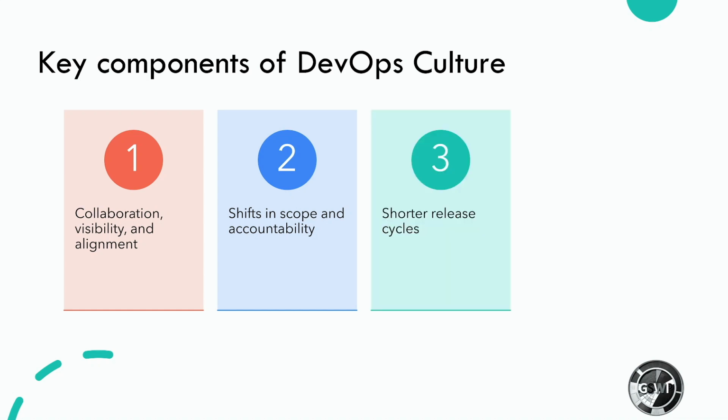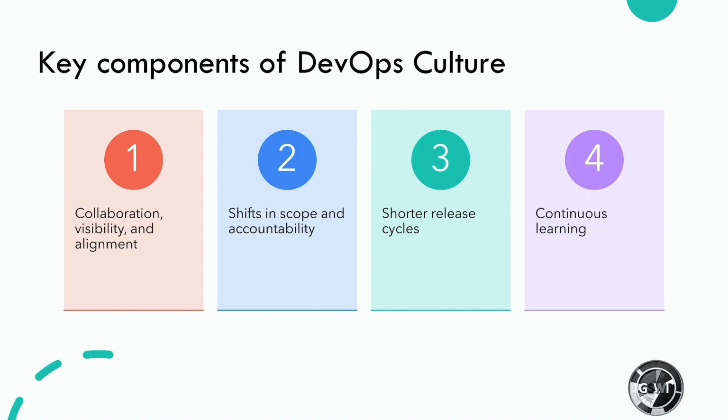Third point, shorter release cycles. DevOps teams remain agile while releasing software in short cycles. Shorter cycles make planning and risk management easier since progress is incremental, which also reduces the impact on system stability. Shortening the release cycle also allows organizations to adapt and react to evolving customer needs and competitive pressure.